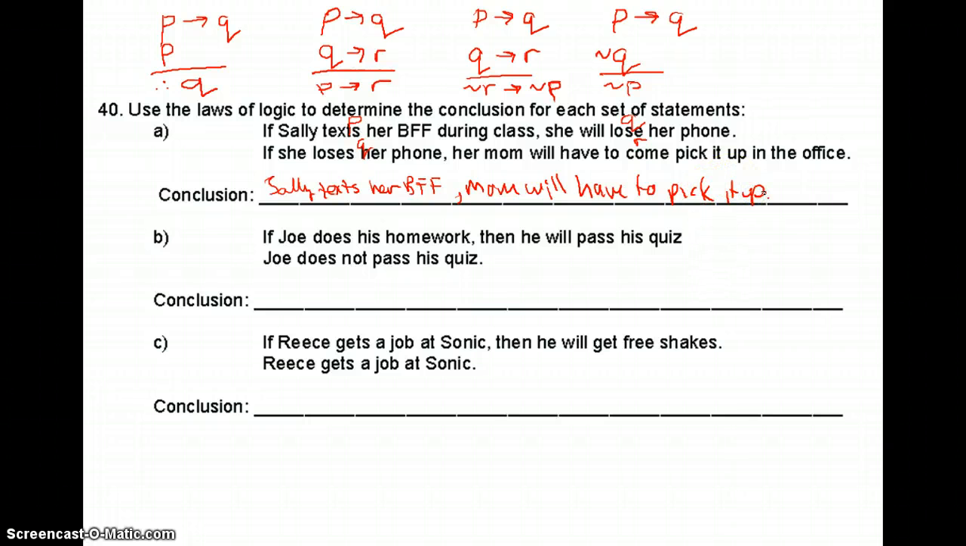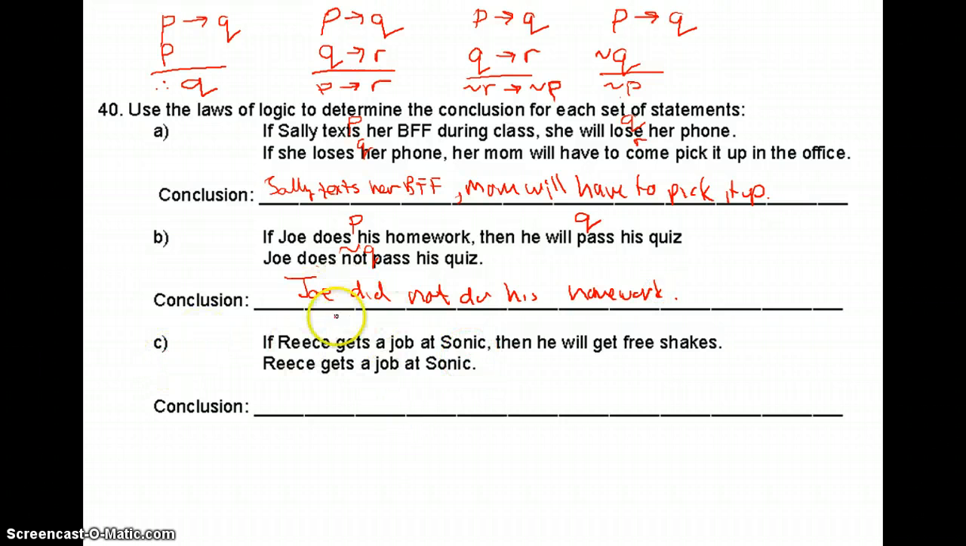Okay. B. Joe does his homework, P. Then he will pass his quiz, Q. First statement is always P Q. Joe does not pass his quiz, not Q. So let's see. We got P implies Q, not Q, therefore not P. Joe did not do his homework.